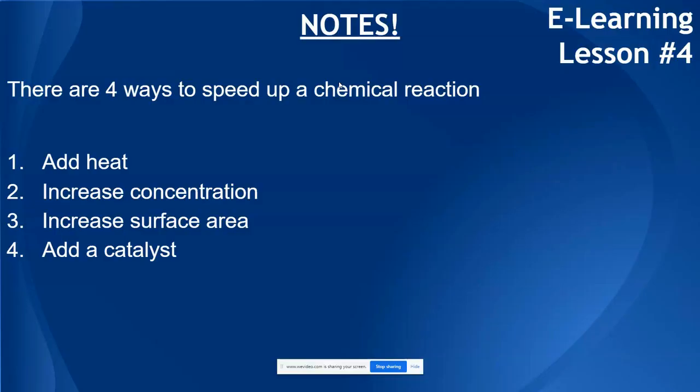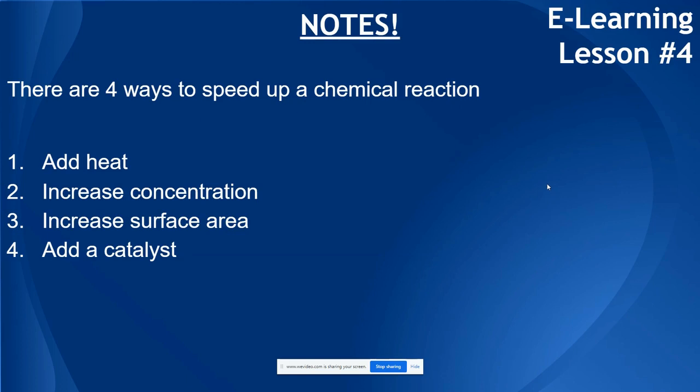All right. And the reverse is true too. So if I wanted to slow down a chemical reaction, what would I do? I would take away heat. So I'd make it colder. I'd add some ice. I decrease the concentration so I wouldn't use as much reactant. I would decrease the surface area. I tightly pack things together, and if I had a catalyst, I would take it out. That would decrease the speed of a chemical reaction.